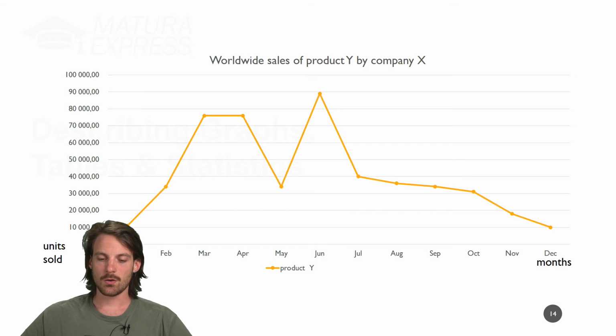Okay, this is, of course, a beautiful graph, a diagram. You have the horizontal axis, you have the vertical axis. The horizontal axis shows the months, the vertical axis shows the units sold, and the whole diagram is about worldwide sales of product Y by company X. So just to explain it to you, to help you.